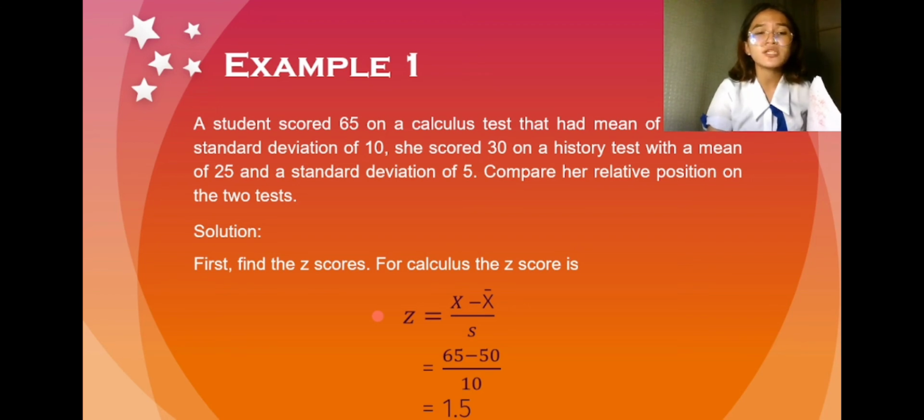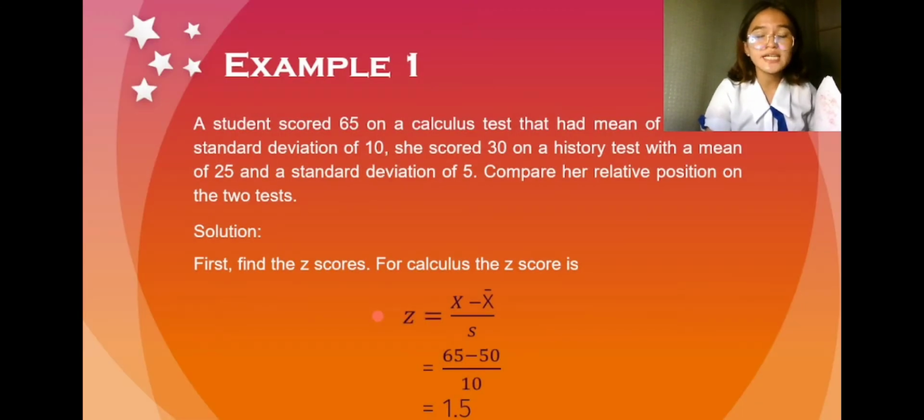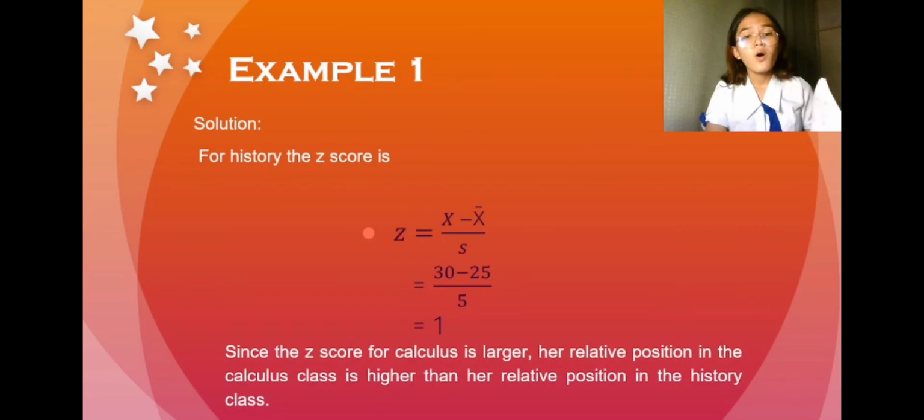So, which one is much bigger? Of course, the calculus. So our calculus z-score, class, is 1.5, and our history is only 1. So, since the z-score for the calculus is larger, her relative position in the calculus class is higher than her relative position in the history class.